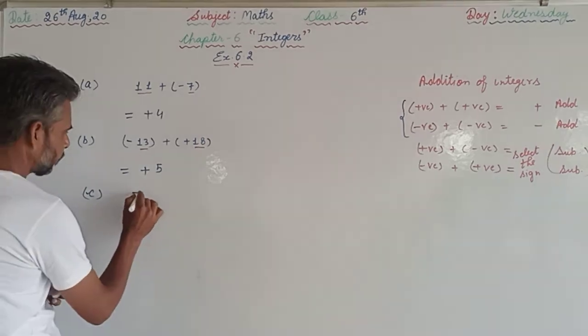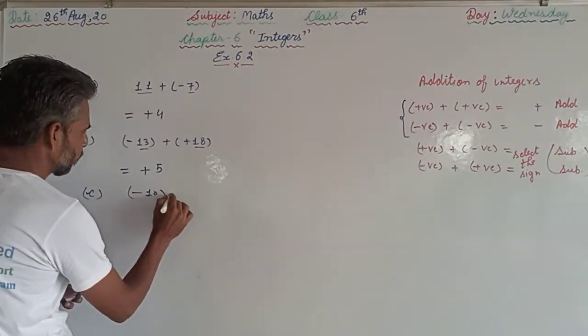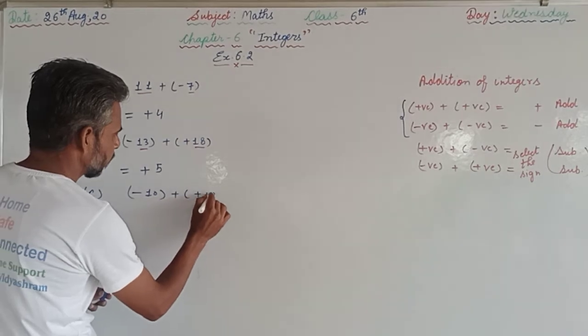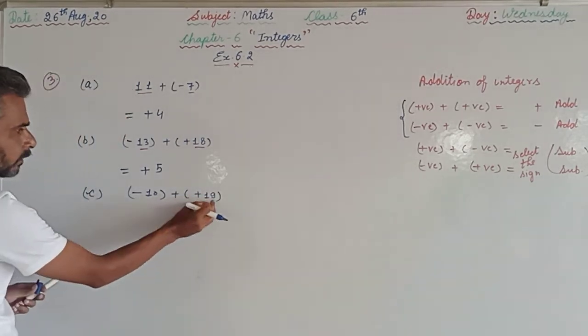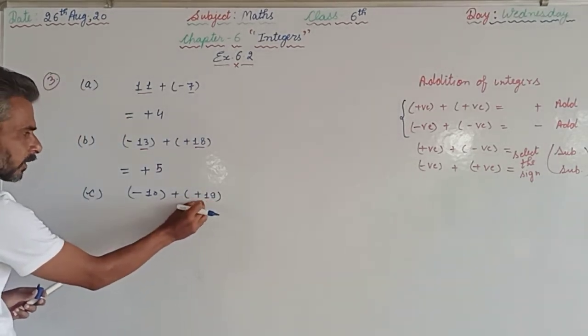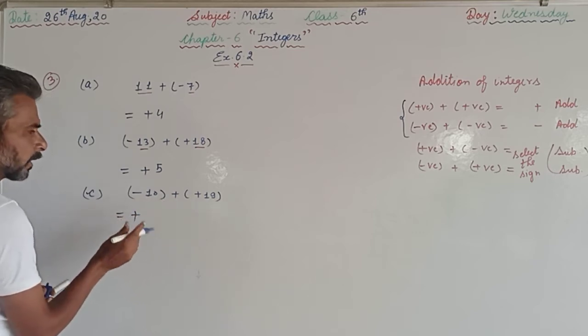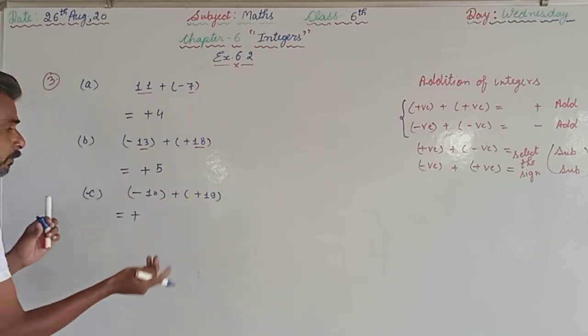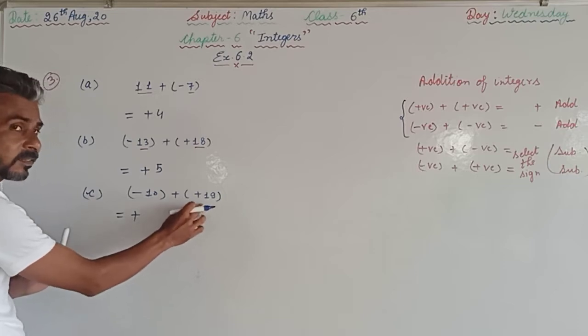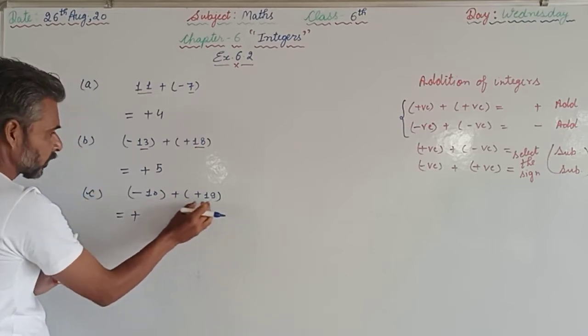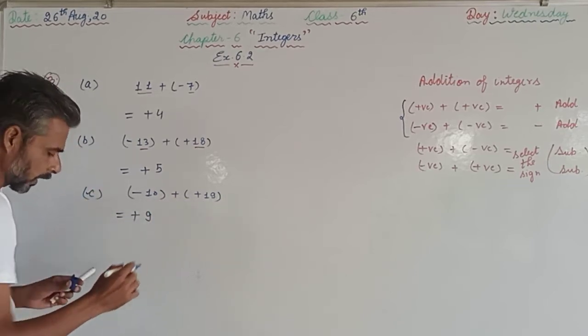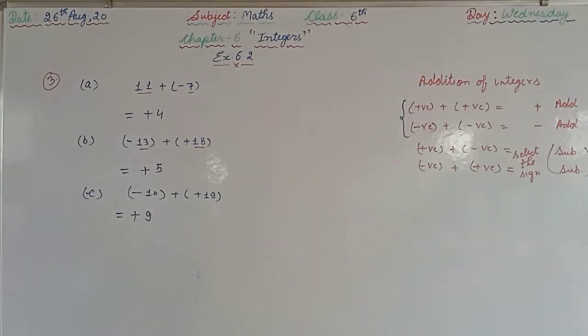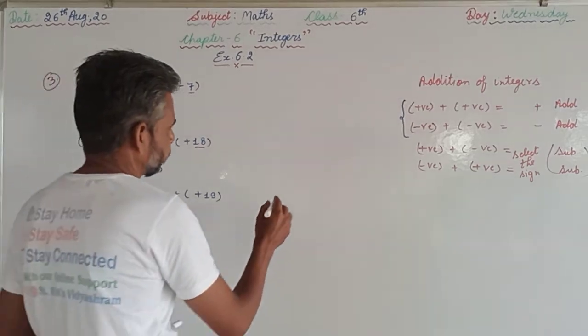Now the C part is there, minus 10 plus 19. Again the 19 is the larger one and the sign of the larger one is plus, and afterwards we are supposed to subtract because both the integers are having different sign. 19 minus 10, that is 9. So we should move further, that is the part D.